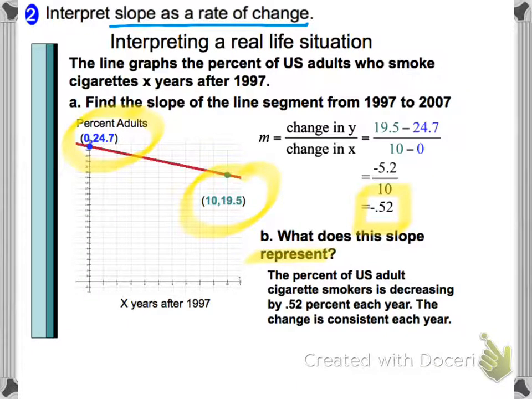And the key here is that it means that the percent changes by 0.52 every year. It goes down by 0.52 every year. So the amount of people who smoke goes down by 0.52% each year. So just remember that slope is really just the rate that something's changing, the rate per year, or the rate per day, or the rate per month, depending on what your x value stands for.